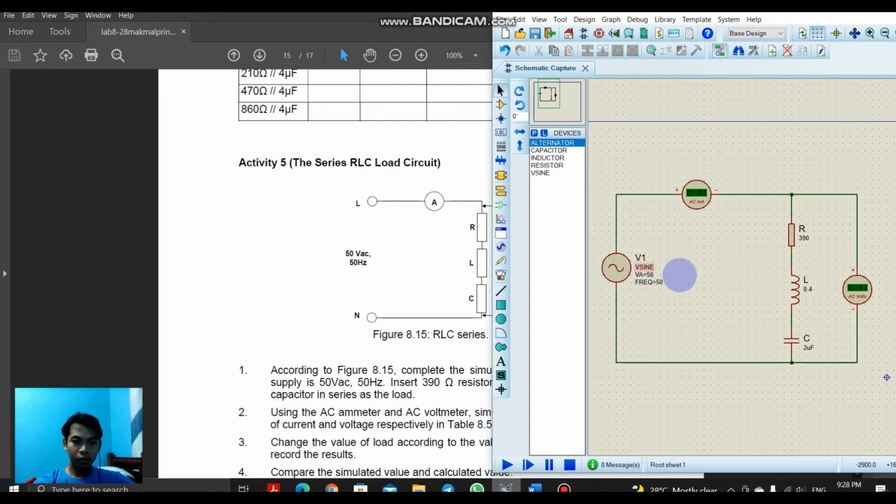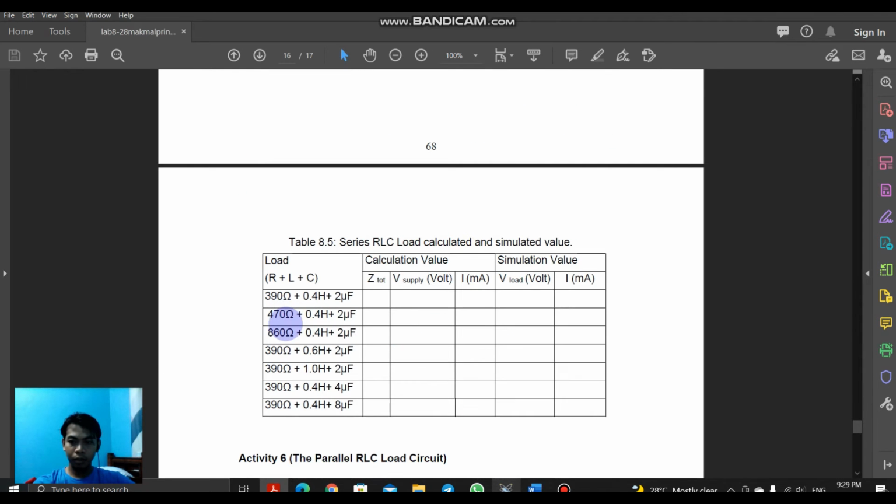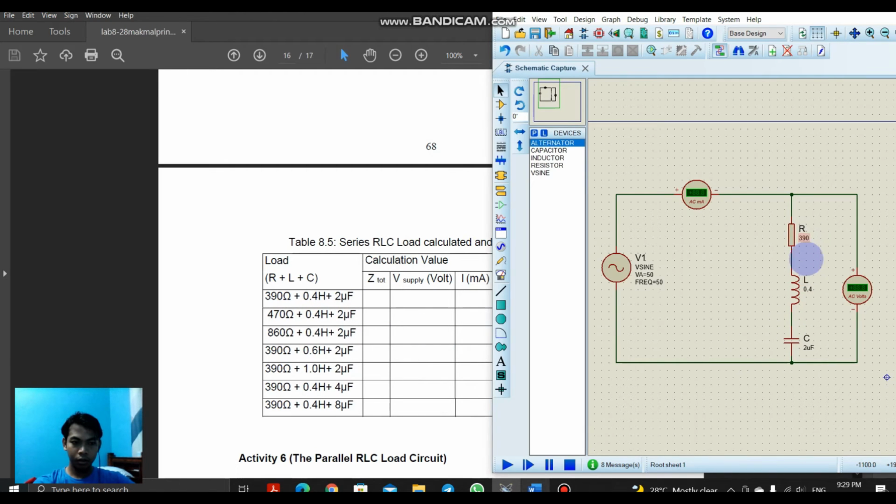5. Here we have the V-source, which consists of 50 VAC and 50 Hz of frequency. We have the ammeter, the RLC load in series, and also the voltmeter. So first, we will run the first parameter, which is 390 ohm plus 0.4 Henry plus 2 microfarads. So here are the parameters. We will run the simulation. So we get both current and voltage. The current is 23.6 milliampere, while the voltage is 35.3 volts.